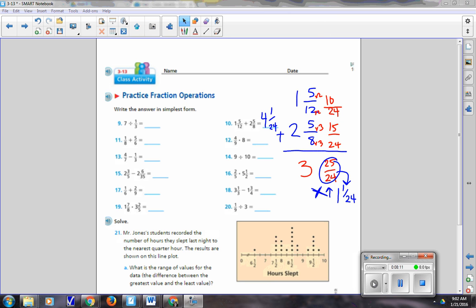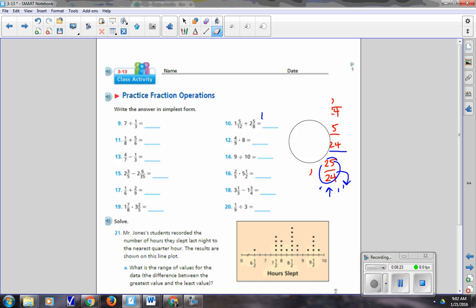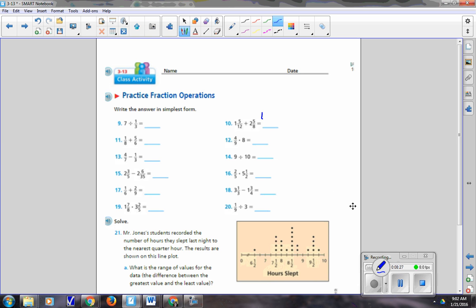1/24. The big thing to remember when you're adding or subtracting, you need to get that common denominator. We don't have to do that with multiplication or division, just addition and subtraction. So let's do a big subtraction problem. I'm going to do number 15.